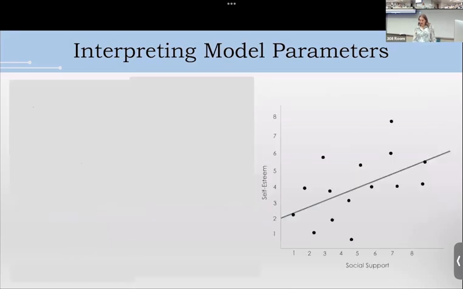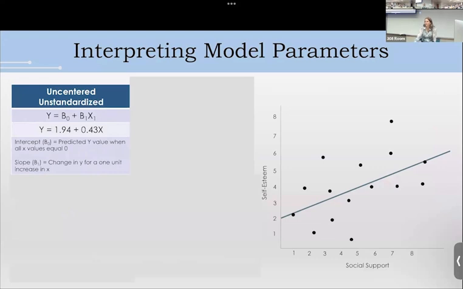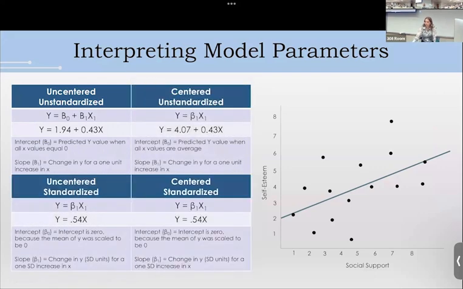Now, why does that matter? Well, remember I said apples to apples, oranges to oranges. If you center your equation, you have to plug in centered values. Otherwise, you'll get the wrong predicted score. So if you have a centered equation like this, and you plug in that 5, like someone who has a social support of 5, you're going to get a different answer for these two equations. So what do you have to do to that 5 first? Center it. How do you do that? Subtract the mean. You have to center the score before you plug it in.